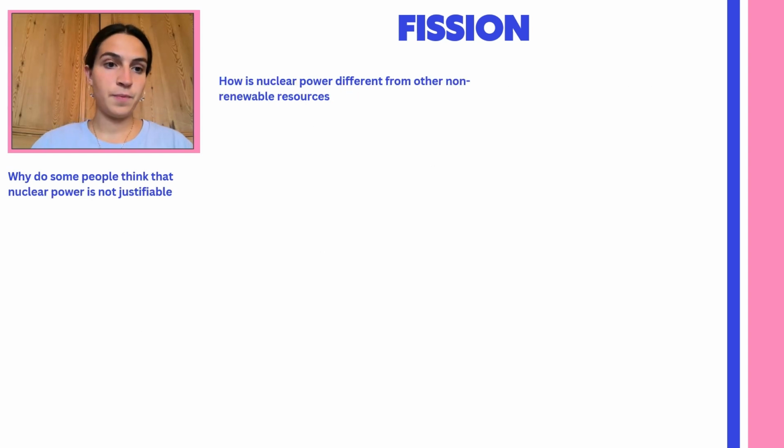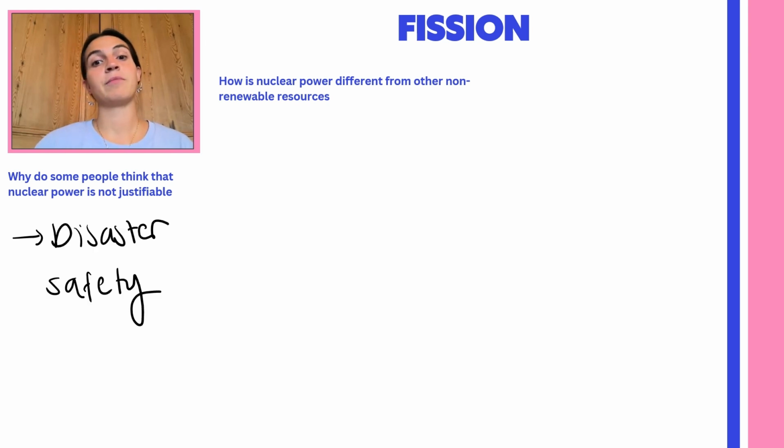Okay, why do some people think that nuclear power is not justifiable? It is, of course, because of the safety and disaster element of nuclear power plants. In the past, we've had nuclear disasters, Chernobyl and Fukushima, that can be devastating for people in that area and for years after as well. So people are very reluctant to have nuclear power stations in their area.